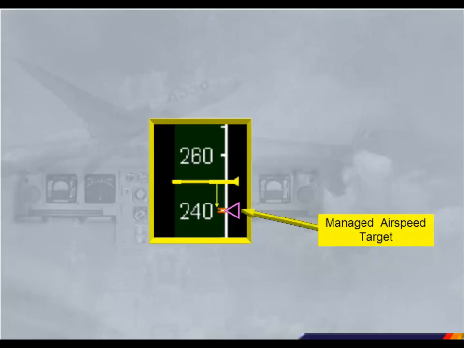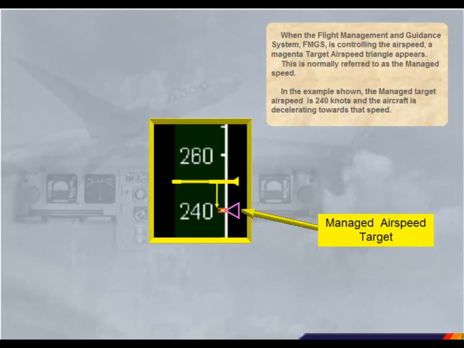When the Flight Management and Guidance System, FMGS, is controlling the airspeed, a magenta target airspeed triangle appears. This is normally referred to as the managed speed. In the example shown, the managed target airspeed is 240 knots, and the aircraft is decelerating towards that speed. If the target airspeed is selected manually, a blue triangle appears. This is normally referred to as selected speed. In the example shown, a selected airspeed of 260 knots has been set, and the aircraft is accelerating towards it.